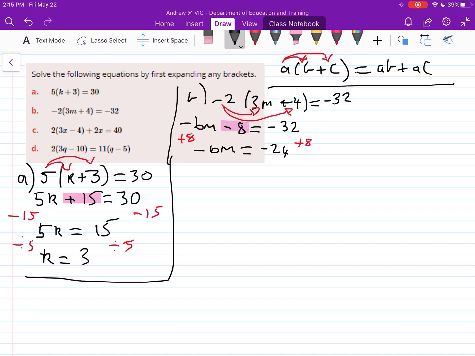Now we need to divide by negative 6 here. Okay, so because it's negative 6 times m, we divide by negative 6. So here we have m is equal to negative 24 divided by negative 6. Negative divided by a negative makes a positive, so it's got to be a positive. How many 6's go into 24? Hopefully you come out with the answer of 4. Okay, so that's how we do B.